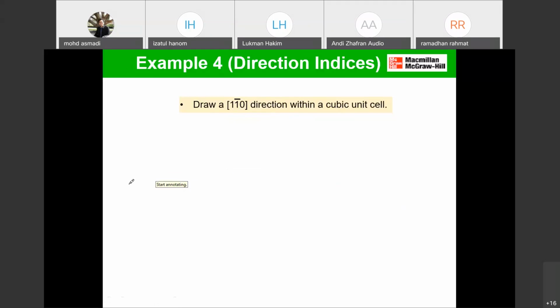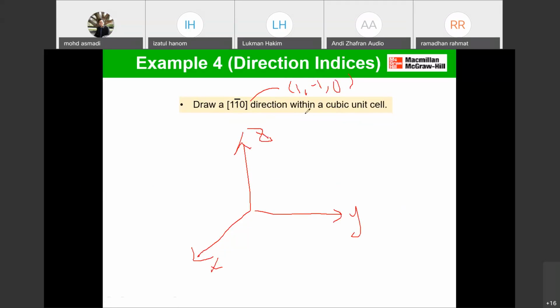So what you have to do is sketch the x, y as well as z axes. So we know this one is 1, -1, 0, right? Because it's already in the direction. Okay, so I will draw the box. If you look at here, I will draw the box. For example, this one.